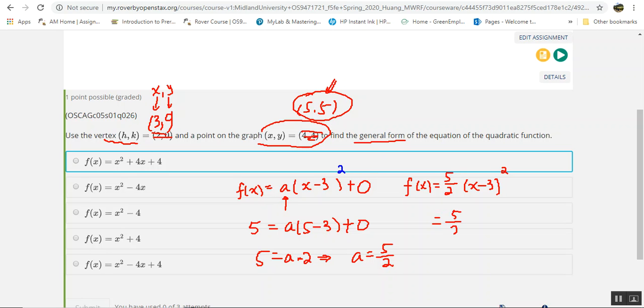So 5 halves. Now use the square of a binomial formula, because this is called a binomial actually. Or you can call it a perfect square. If you have a minus b, then it will be a squared minus 2ab plus b squared, right? So therefore I'm going to write this as x squared minus 2 times x times 3, which is 6x, plus 3 squared, which is 9.